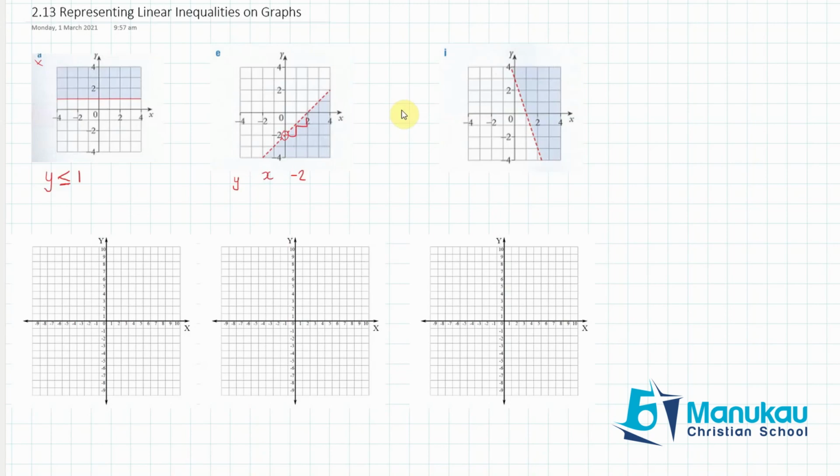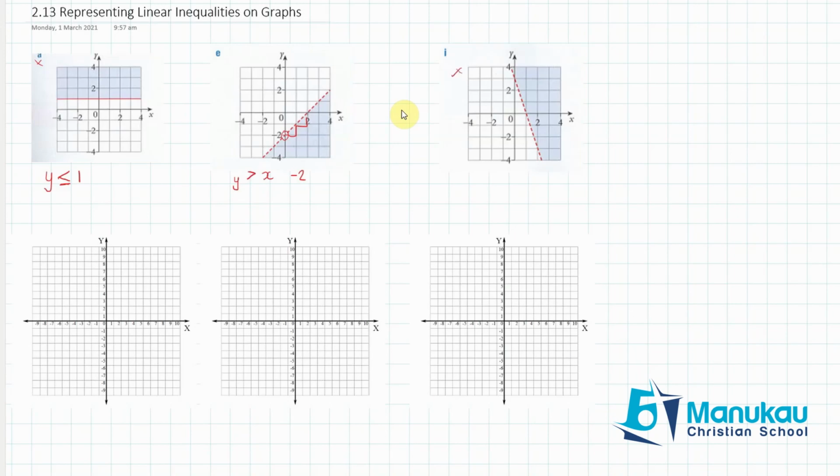Now, I want the region above the line, so I'm going to go y is greater than. That represents the white region. That is the region above, so I'm using a greater than sign. If I wanted the blue region, I would say I want the stuff underneath the line, so I would use a less than sign. Because the line is dotted, I must not use a greater than or equal to sign. I just use greater than. So when the dotted line is there, you're not going to use an equal sign.